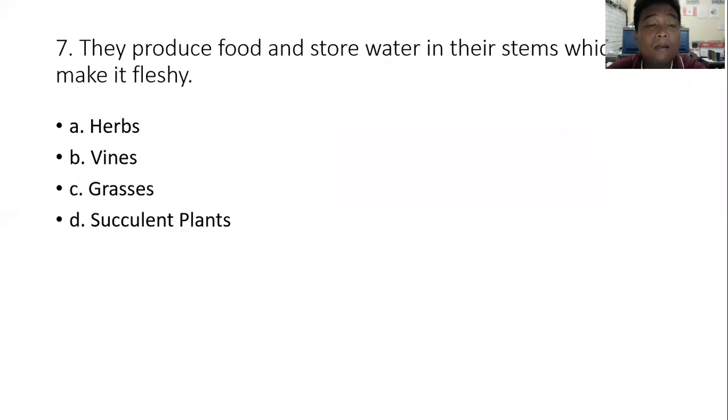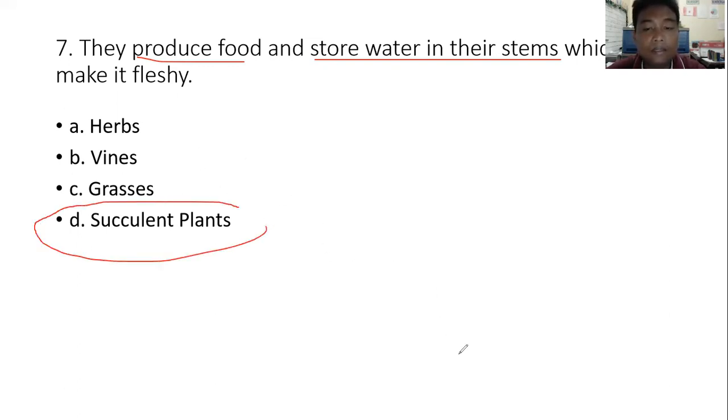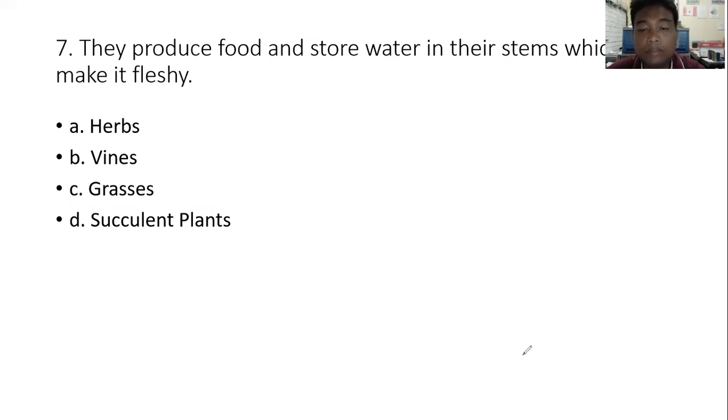So next, they produce food and store water in their stems which make it fleshy. They produce food and store water in their stems. So maybe those are succulent plants, like cactus. Okay, so it must be cactus. So yes, succulent plants.